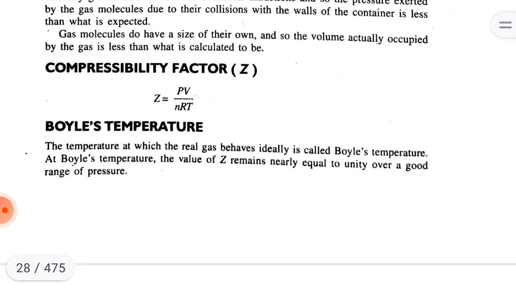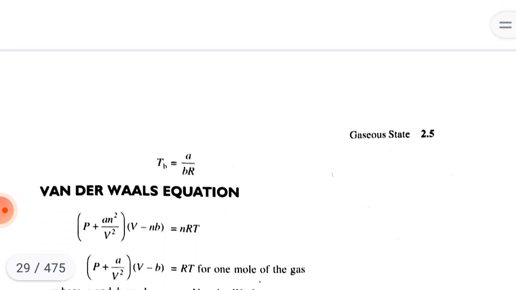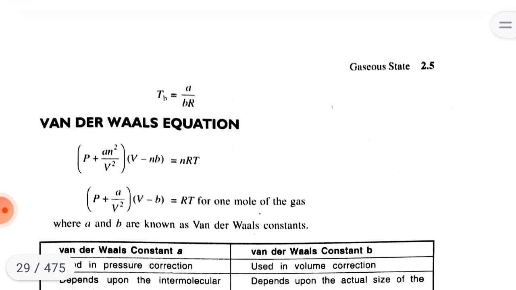Boyle's temperature. The temperature at which a real gas behaves ideally is called Boyle's temperature. At Boyle's temperature, the value of Z remains nearly equal to unity over a good range of pressure. T_B equal to a upon Rb.